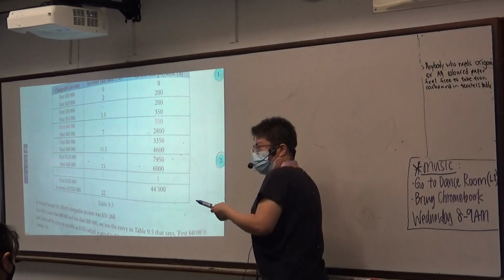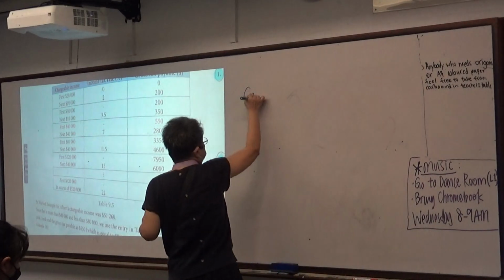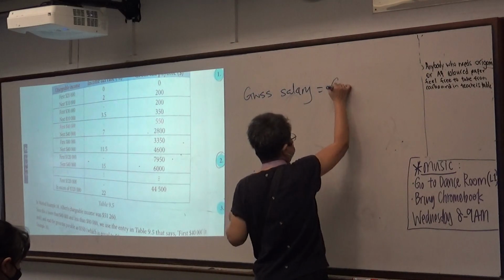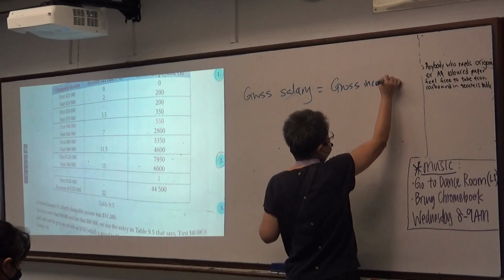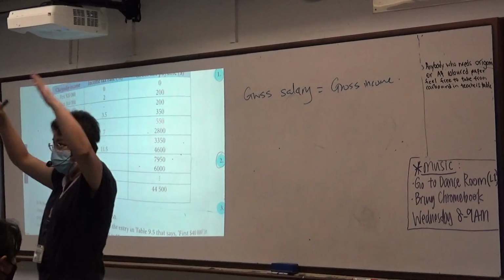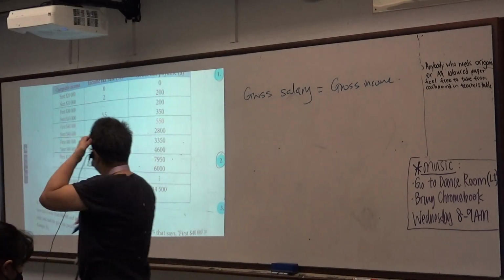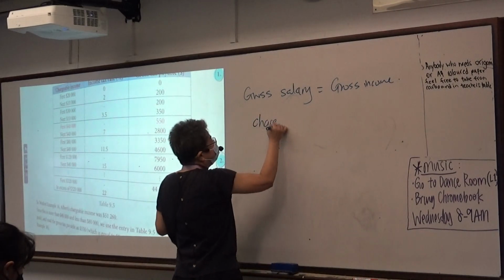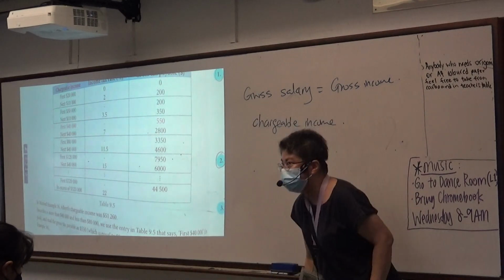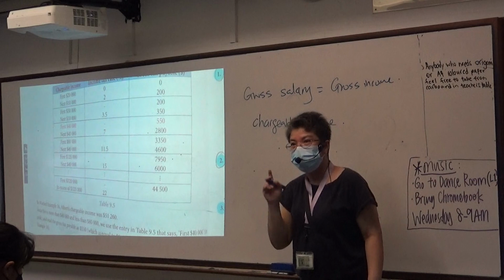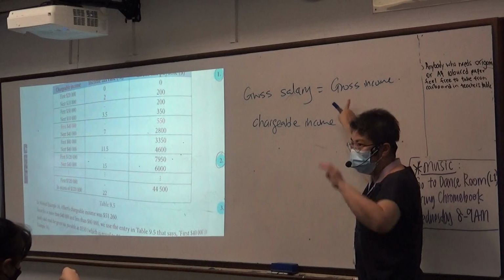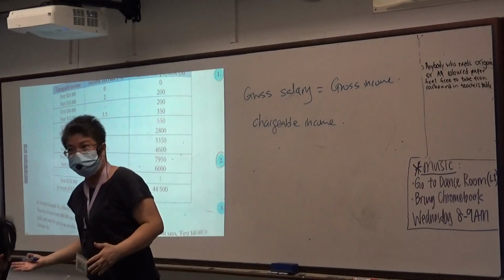Now, first of all look at the board. We have the gross salary or gross income. Gross income means what you have earned for the whole year. Now, next, you must know what is chargeable income. Chargeable income will be gross income minus all the reliefs. What do I mean reliefs?